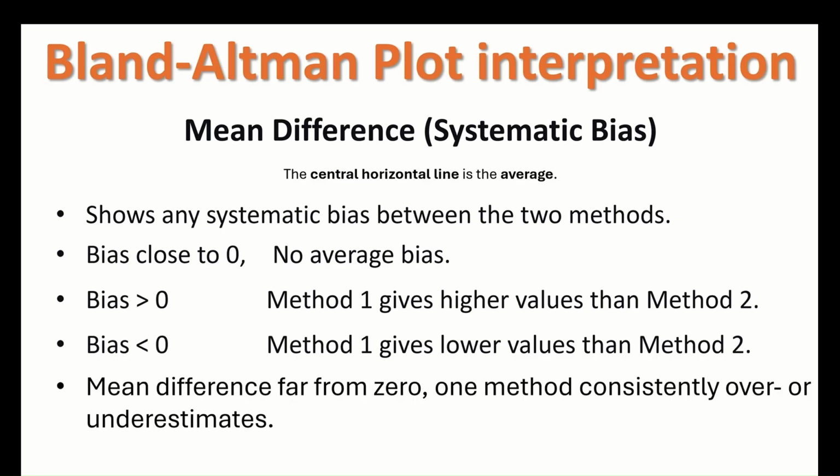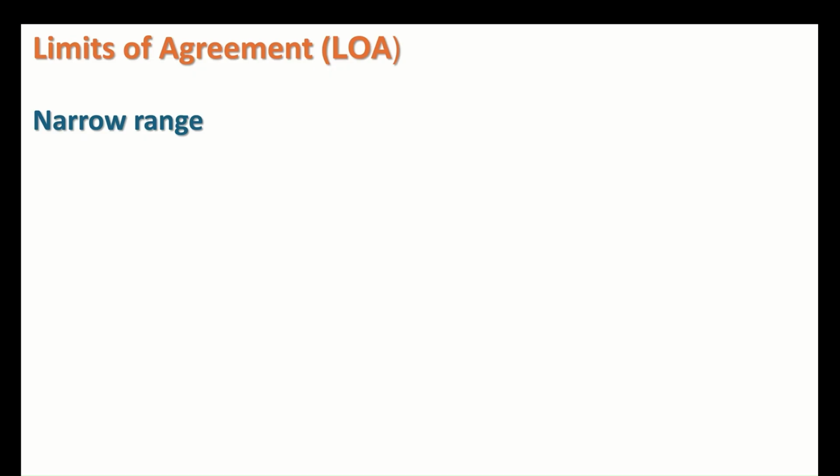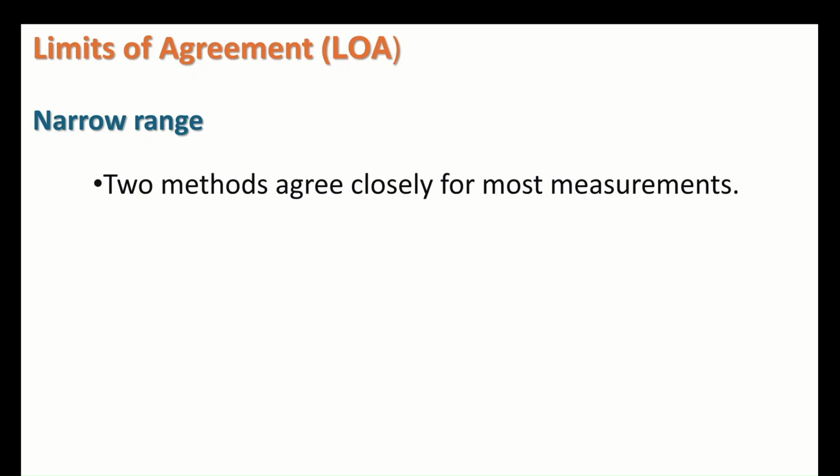So if the mean difference is far from 0, then one method constantly over- or underestimates. If the differences are scattered randomly around the 0 value, then that indicates a good agreement. Looking at the limits of agreement, if there is a narrow range, then the two methods closely agree for most of the measurements. If the range is wide, then there is a poor agreement.